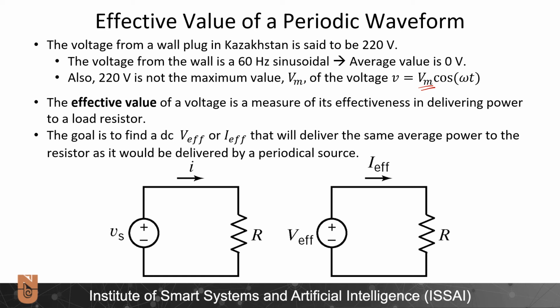I have here some type of sinusoidal source delivering some amount of power to this resistor. And here I want to find a V effective, which is a constant voltage, which will deliver the same amount of power to this resistor. So that 220 volts is this V effective value. Now we will learn how to find that.